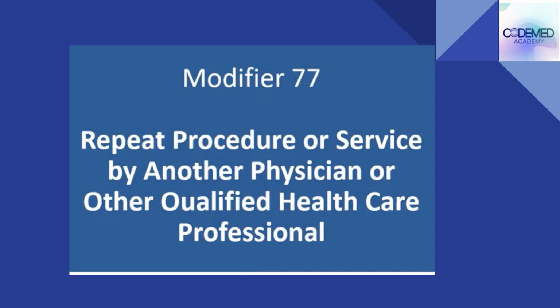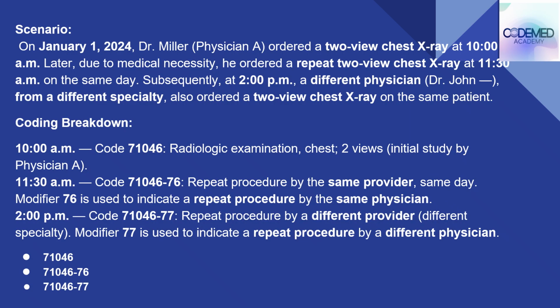Modifier 77 is a repeat procedure or service by another physician or other qualified healthcare professional. So the only difference here is another doctor, but otherwise it is also a repeat procedure or service. So let us take one example to understand the nitty-gritty of 76 and 77.